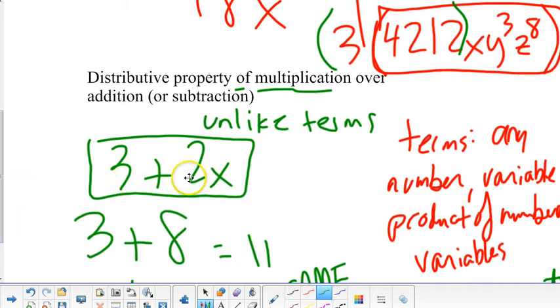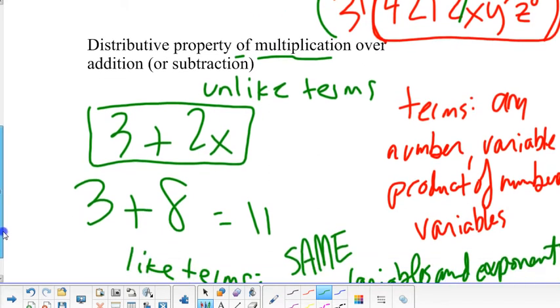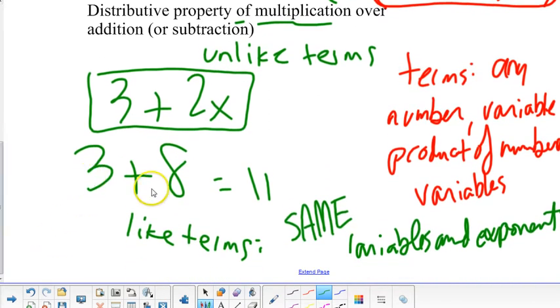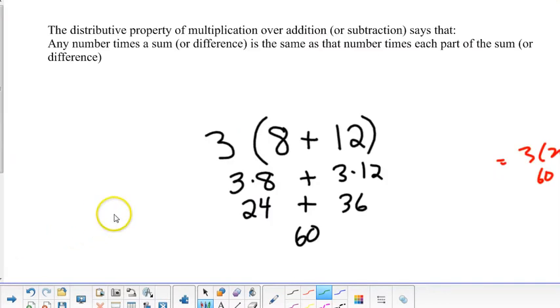3 plus 2x is two unlike terms because one is a constant, or a plain number, and one is an algebraic term, 2x. 3 plus 8 is 11, and I can add those because they're both constants, or like terms. They have to have the same variables and exponents to be like terms in order for us to add or subtract. But we can multiply anything, and that's going to be key for us here.